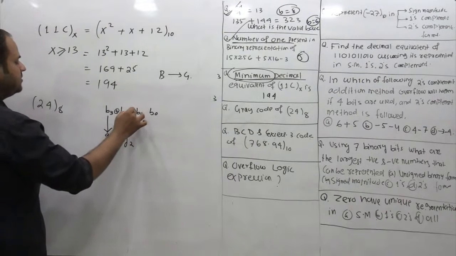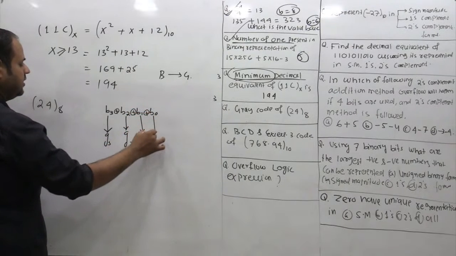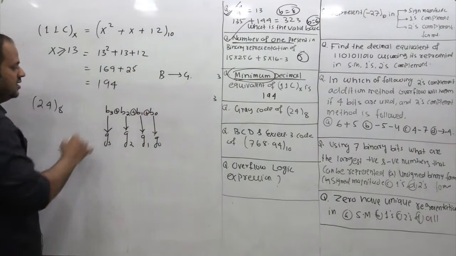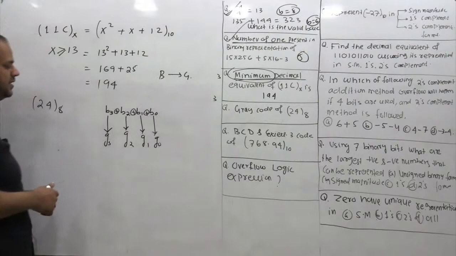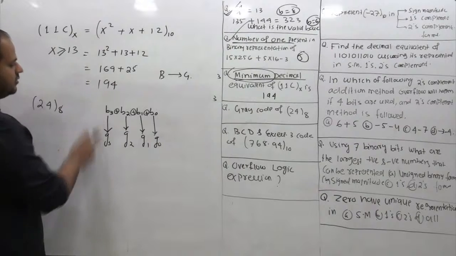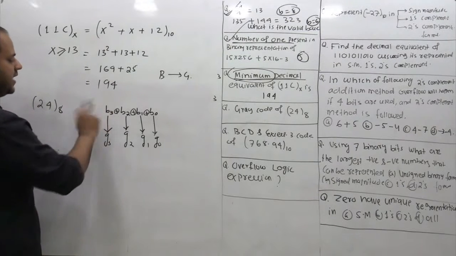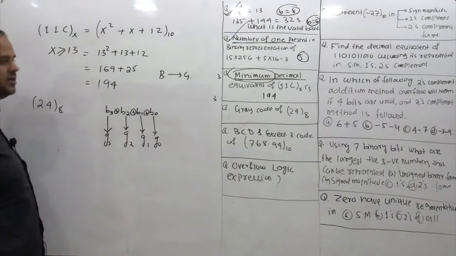You make B2 XOR with B1, and what you get is your G1. You make B1 XOR with B0, and what you get is your G0. No matter how many bits there are, let it be 10 or 20, this is the standard pattern to convert from binary to gray. First copy the MSB, then consecutively make the XORs and you will get the corresponding gray code equivalent.